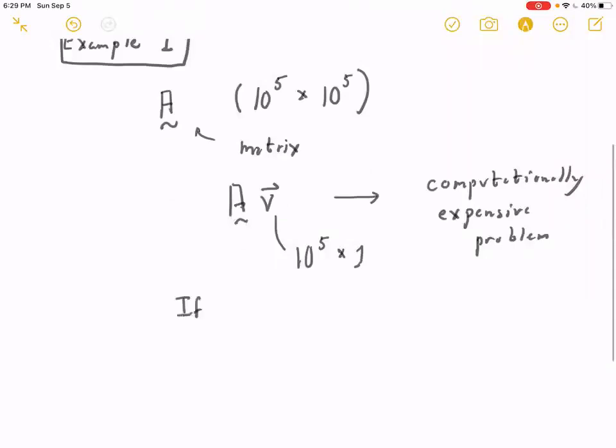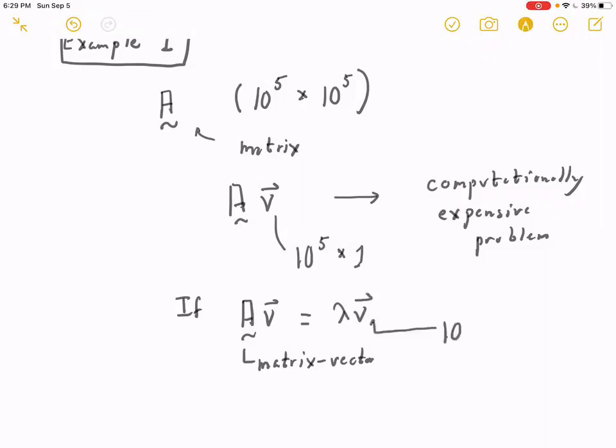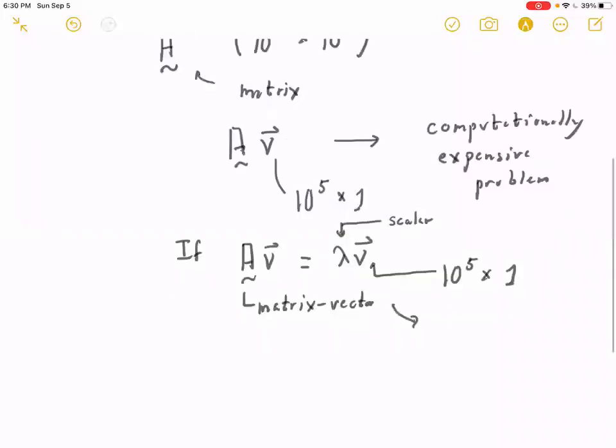Now, if in fact this matrix vector multiplication could be recast as an eigenvalue problem, then this is a much simpler problem to deal with, even if the vector has 100,000 rows and 1 column. Because all you have to do is multiply each one of those matrix elements by a single number, a scalar. And this is a much cheaper problem to study.